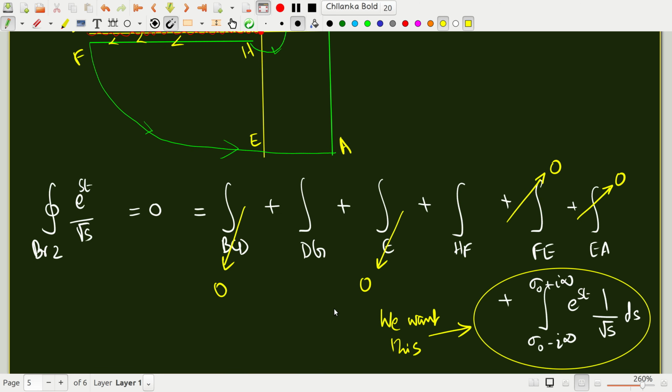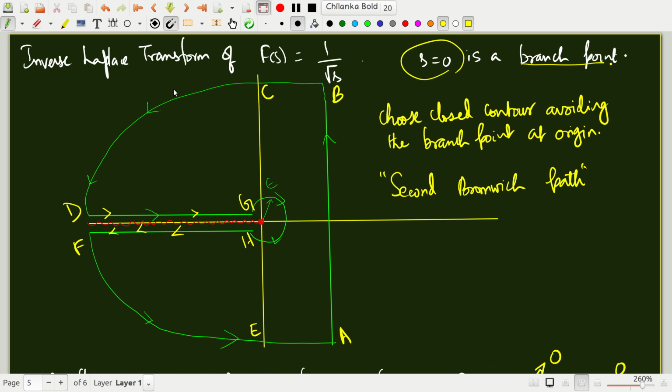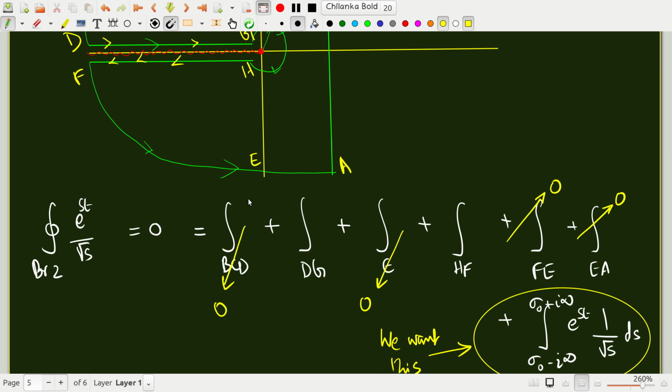Okay. Now, because you are clear what the integrand is, it is e to the st by root s. This has no poles within this, because you have tried to come around the branch cut. There are no poles. So this path is called the second Bromwich contour. If you have a branch cut, the contour is taken in such a manner that you are avoiding the branch cut. It's called the second Bromwich contour. Because there are no poles, the residue theorem will say that the contour integral about the second Bromwich contour is 0.